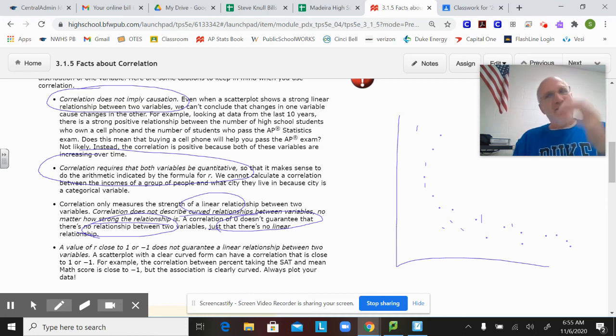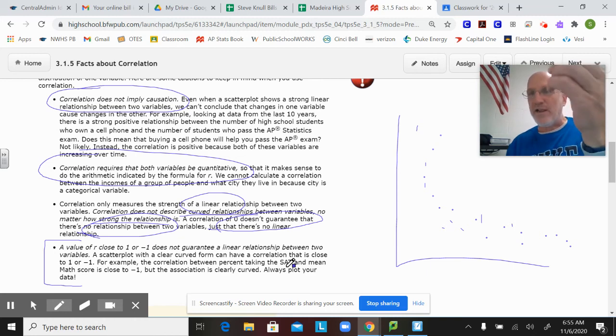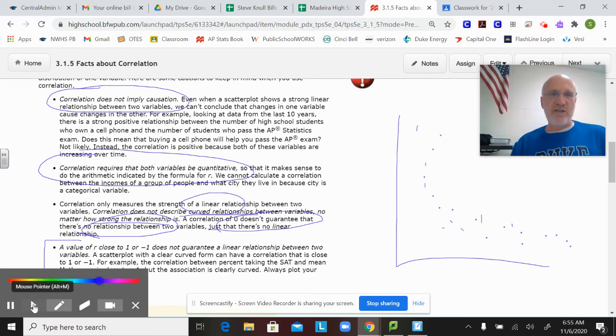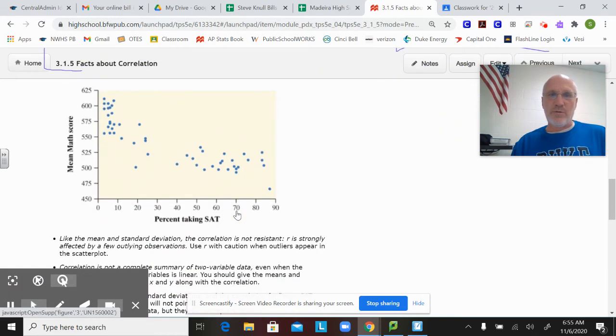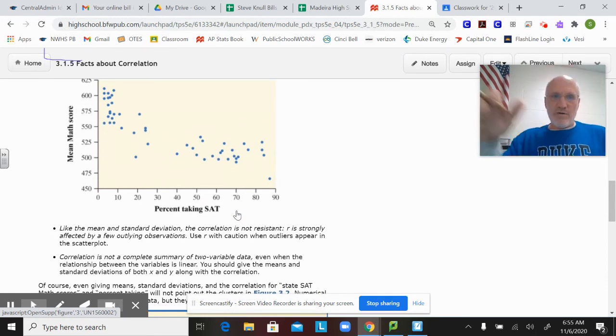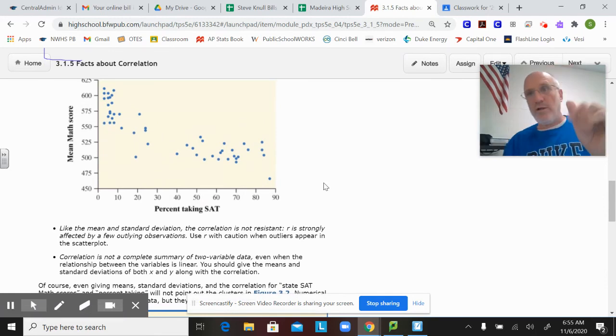And then again, you've got to be careful. This seems contradictory. It says a value of -1 or close to -1 or 1 does not guarantee linear. A scatter plot with a clear curved form can have a correlation that's close. So the moral of the story is make sure you plot your data to back up your conclusion. Here's an example that's clearly curved, but it's close to 1. So just be aware, it's only talking about the strength of the linear relationship.